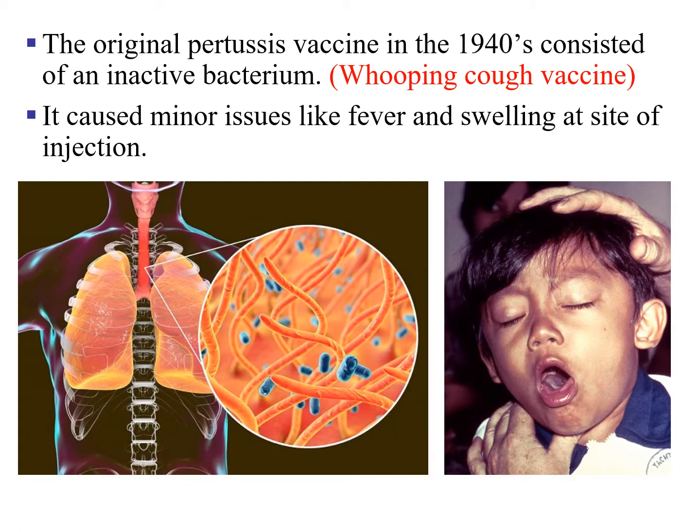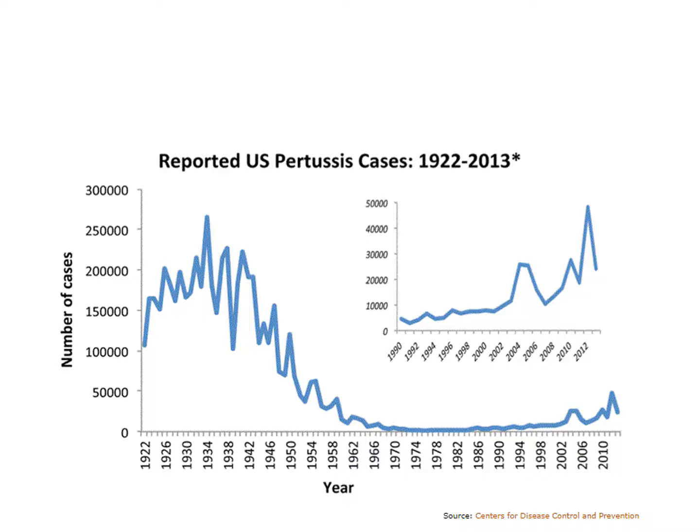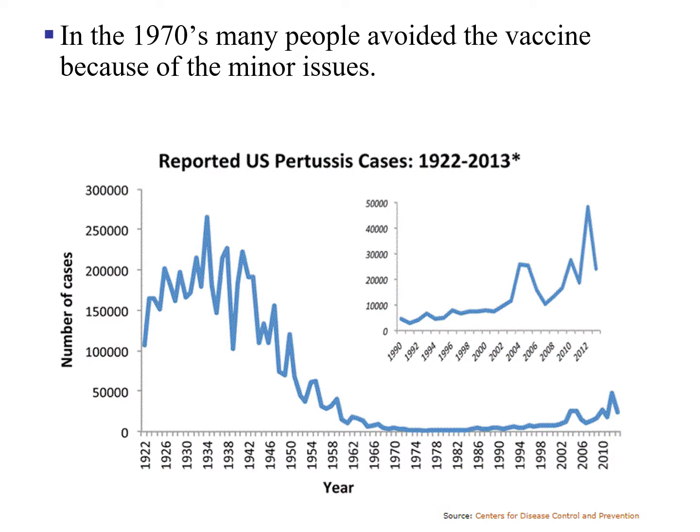The original pertussis vaccine in the 1940s consisted of an inactive bacterium. Pertussis vaccine helped fight against the whooping cough. It caused minor issues like fever and swelling at the site of the injection. So people did not like this inactive whole bacteria. In the 1970s, many people avoided the vaccine because of the minor issues.